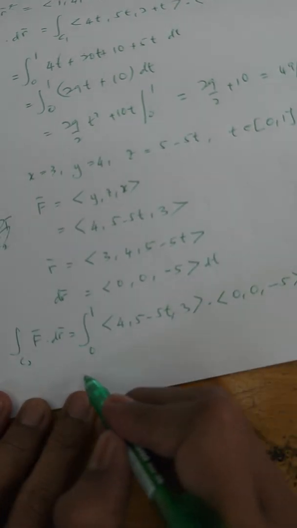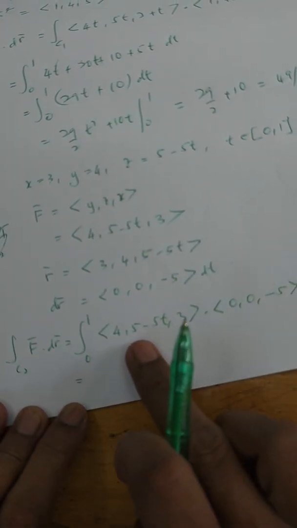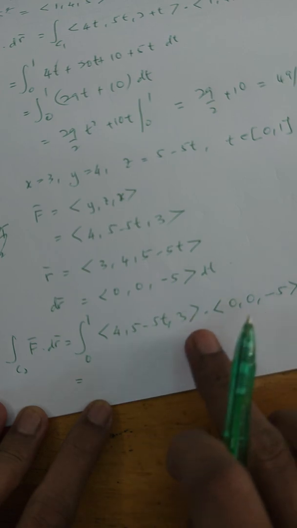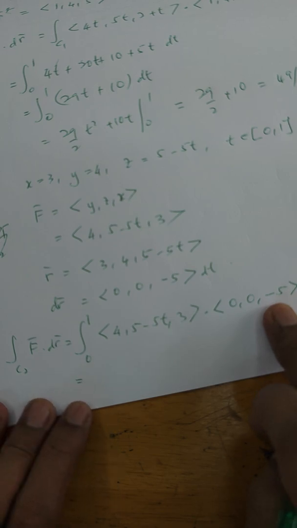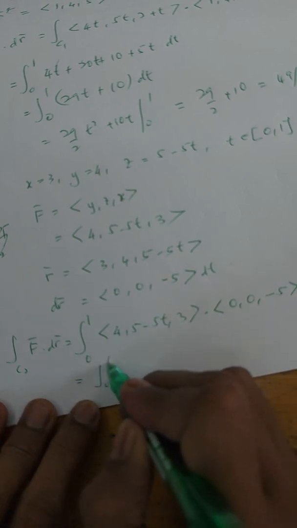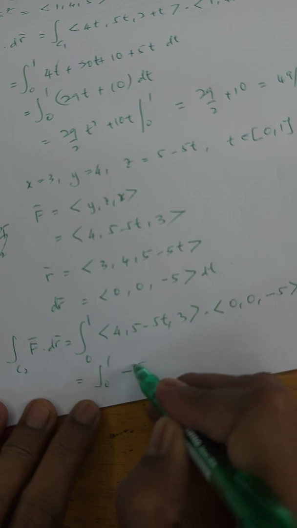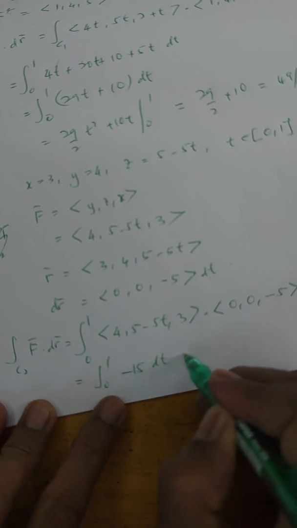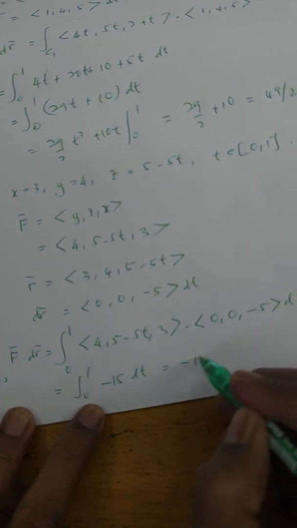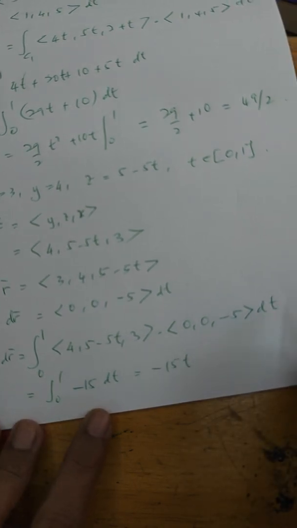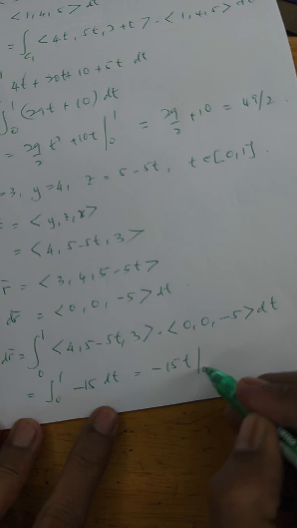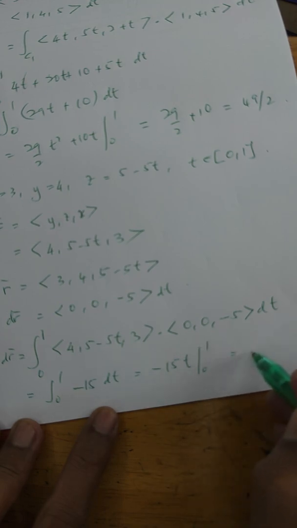So you can easily solve this. You got 0, 0, and then minus 3 times 5, you got minus 15. So integrate from 0 to 1 of minus 15 dt. This gives you minus 15t, from 0 to 1, that gives you minus 15.